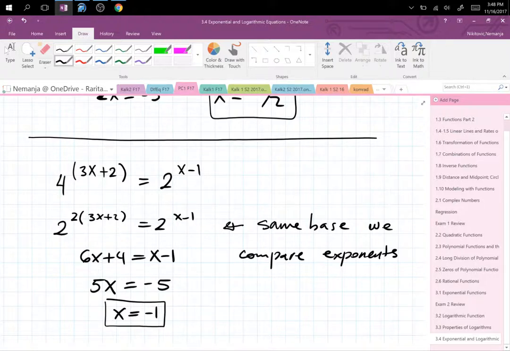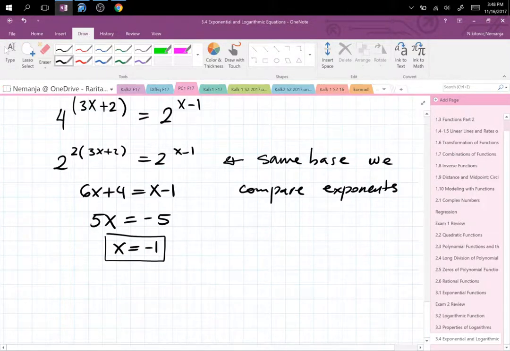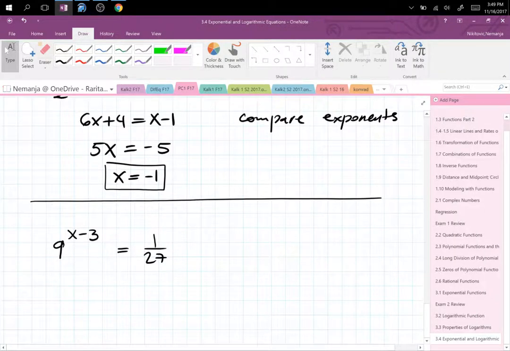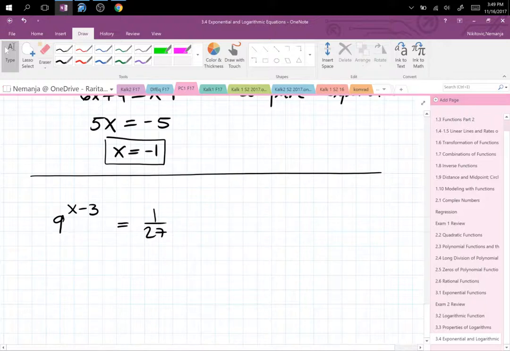And probably the trickiest problems in exponential equations would be where you have to massage both sides. Say 9 to the x minus 3 is equal to 1 over 27. Right? So what is the common base? 3 for both sides. So express each side as a base 3 and then do the rest.